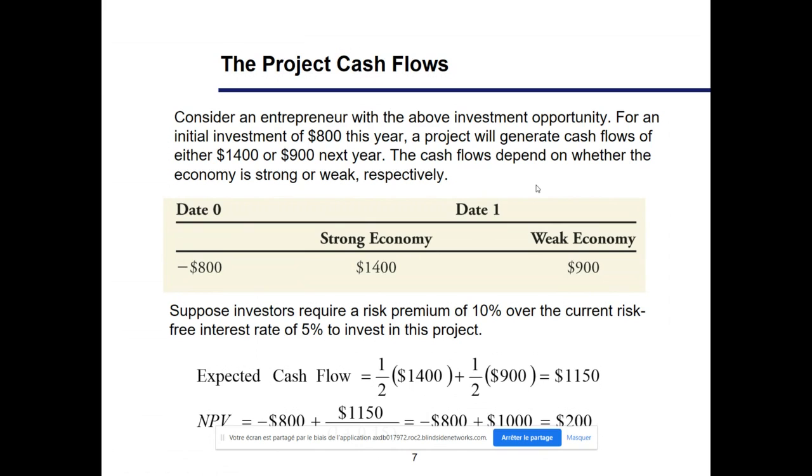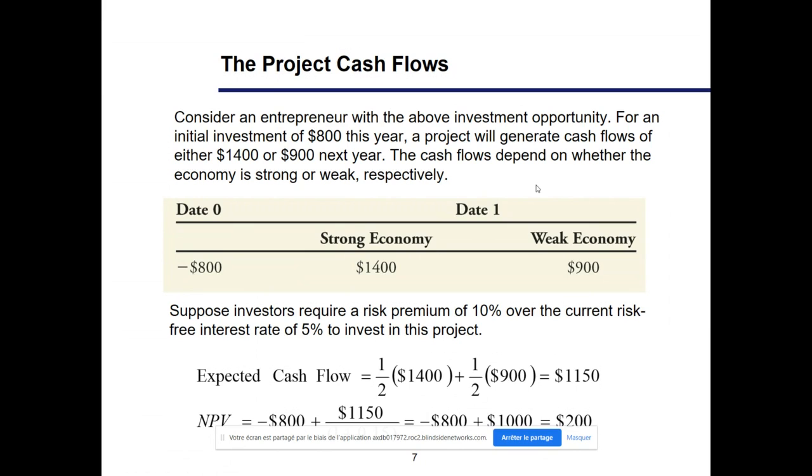If the economy is weak, your project will generate the cash flow of 900. With the 1,400 with 50% probability, $900 with 50% probability. Let's assume that they are equally weighted of these two possibilities. Okay, so if you know the cash flow with probability, you're gonna be able to calculate something called expected cash flows.